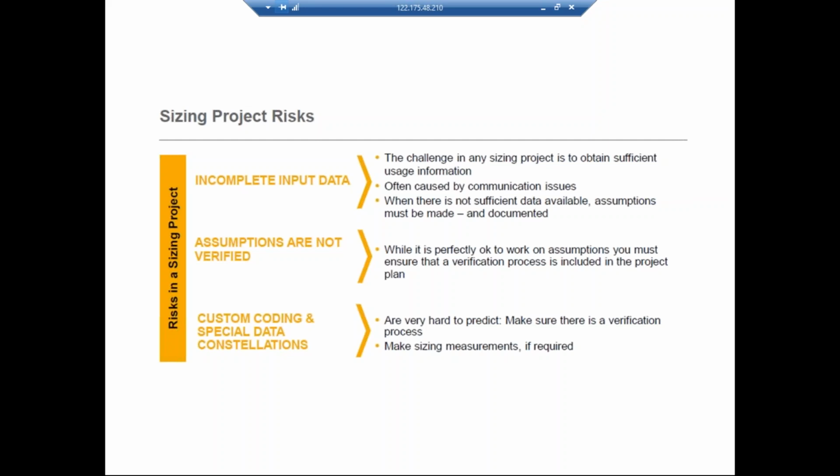Coming to the next point, we have some risks in these sizing projects. So what are those risks we have in sizing projects? One of the biggest risks we have in sizing projects is incomplete input data. Getting sufficient information from the customer is one of the biggest challenges.